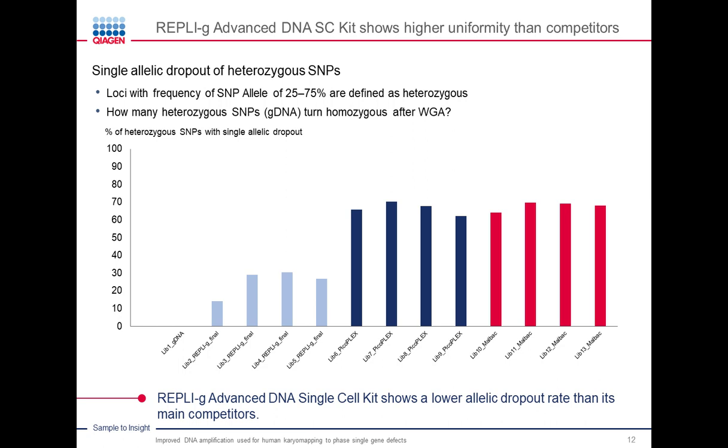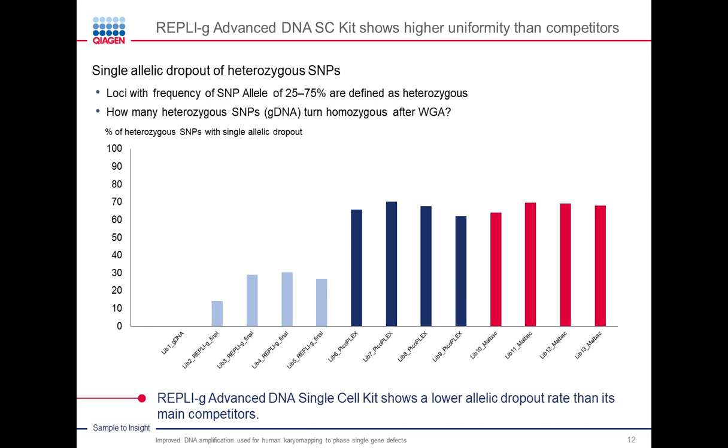With the REPLI-g advanced, we can see we have somewhere between about 15 to 30% allelic dropout. With the PicoPLEX and the MALBAC technologies for amplifying the DNA, you can see we have much higher allelic dropout. So in conclusion, the REPLI-g advanced DNA single cell kits show a lower allelic dropout rate than other technologies. And we attribute this to a couple of different factors.